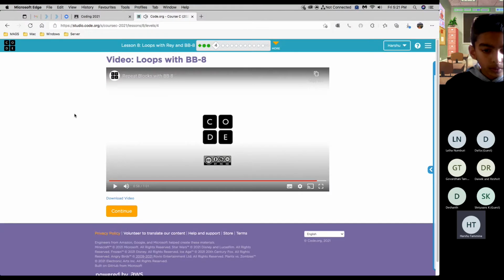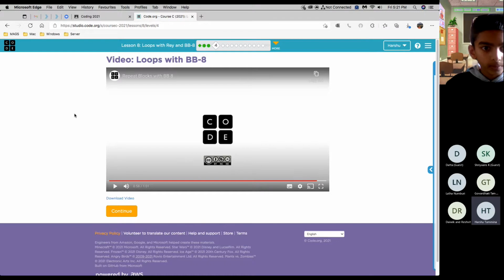So what block can you use instead of adding multiple same blocks? Repeat. Okay. And is there anything else anyone wants to add on to that? Okay, let's move on to the next challenge.